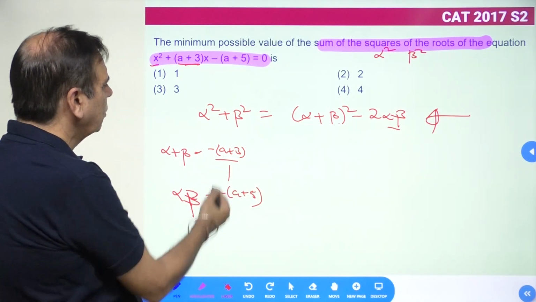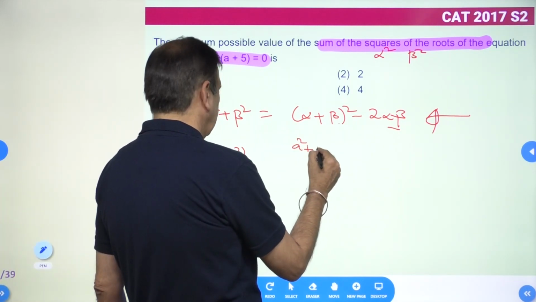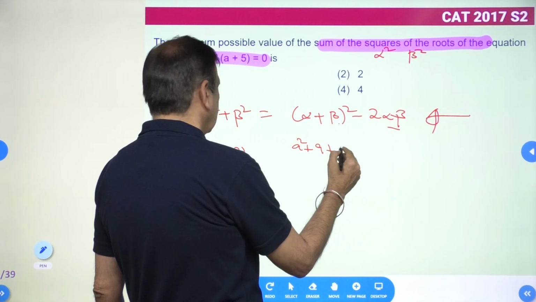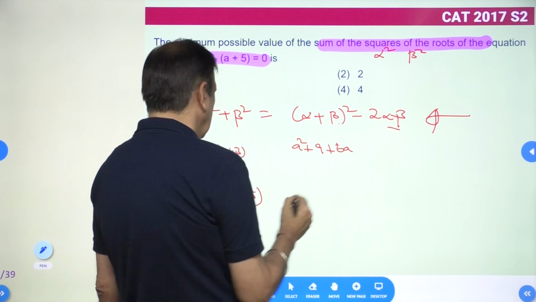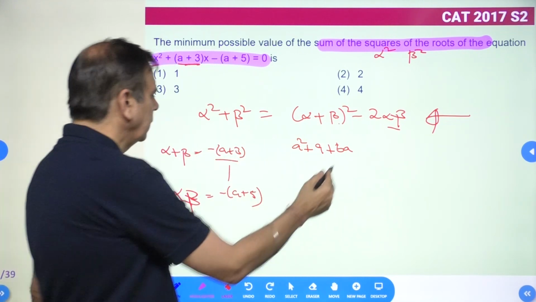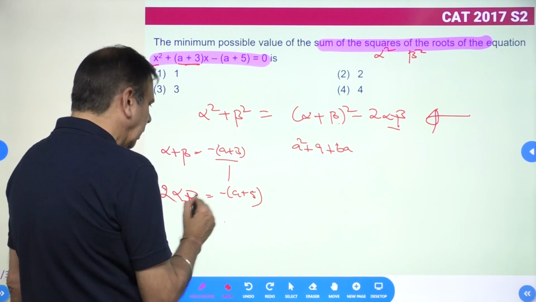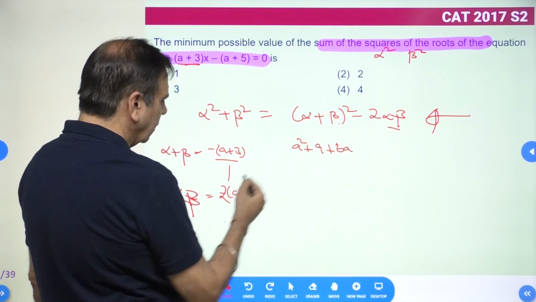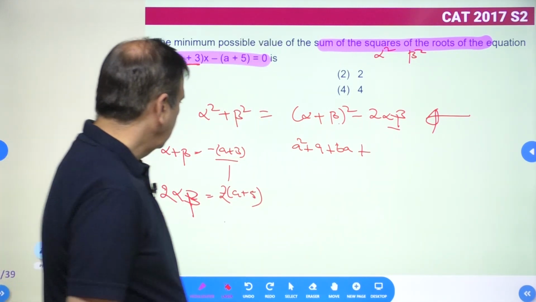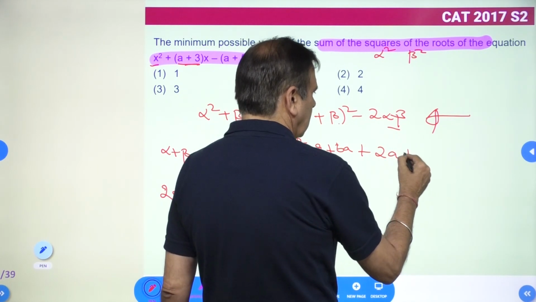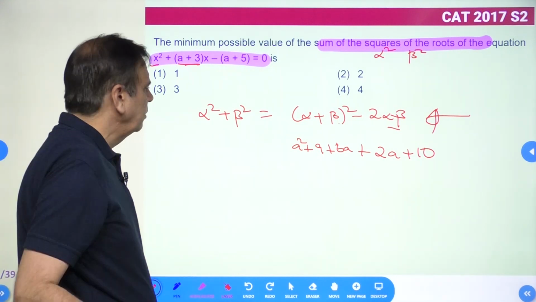So what is alpha plus beta whole square? It will be a plus 3 whole square, which is a square plus 9 plus 6a. Okay, this is alpha plus beta whole square. And what is minus 2 alpha beta? So 2 alpha beta will be this, and minus hai to minus minus plus ho jayega. So plus 2a plus 10. Okay, so this is the equation we have got.